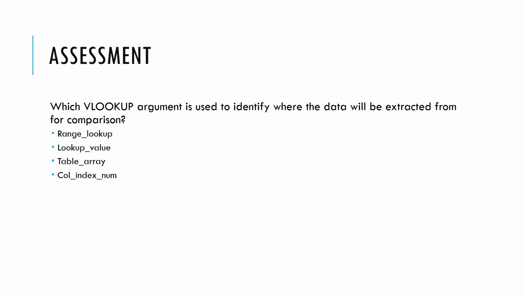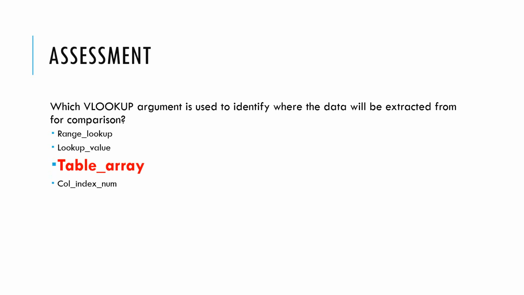So quick assessment. Which VLOOKUP argument is used to identify where the data will be extracted from for comparison? Is it range lookup, lookup value, table array, or column index number? Anybody? Lookup value? Table array? Yes, table array.